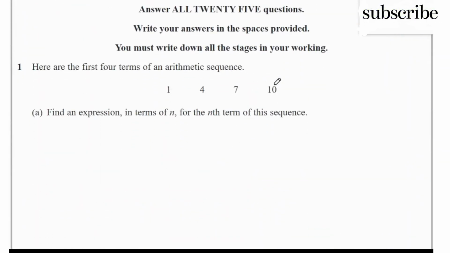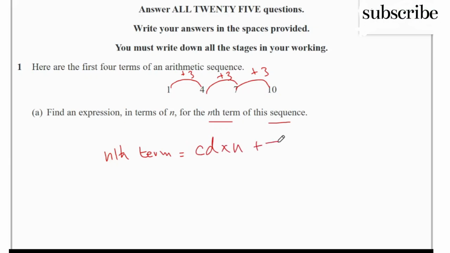So let's see, question number 1 says, here are the first 4 terms of an arithmetic sequence. Find an expression in terms of n for the nth term of this sequence. So we need to see what number we are adding every time. So we are adding plus 3 every time. I told you the nth term formula is common difference times n plus the 0 term. So the common difference is 3 times n plus the 0 term, the term before that, so minus 3.